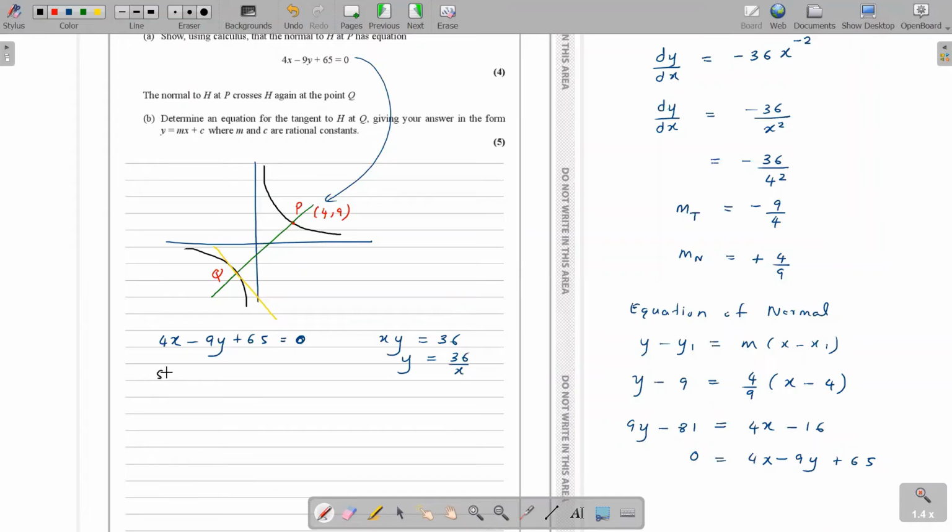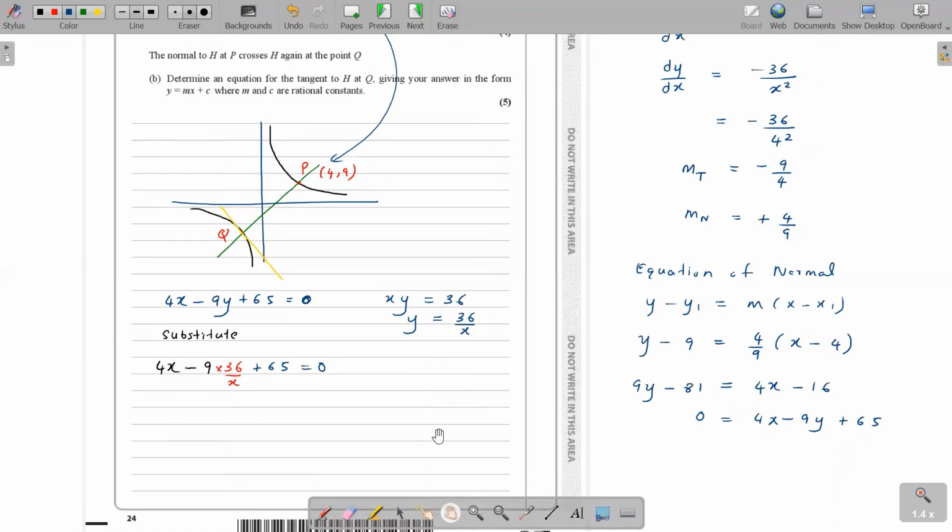So when we substitute, 4x minus 9 times y, which is 36 over x, plus 65 equals 0. And then what's the next step? Don't take the x to the other side, because x is only there for one particular term. There are 3 terms here. The best thing you do here is take the entire equation and multiply the entire equation with x.